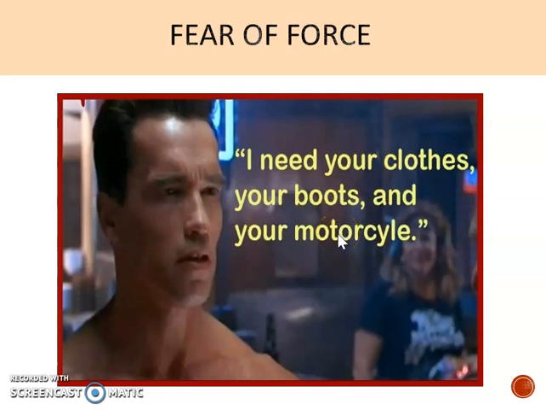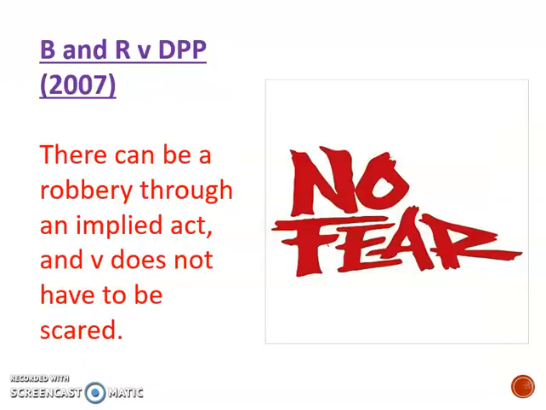But that's what we would call an implied threat, because from his conduct, the way he's speaking, that indicates, although he's not explicitly said it, that he's going to use force if that's not complied with, which he does if you watch the film. And that links quite nicely to this case of B&R and the DPP.